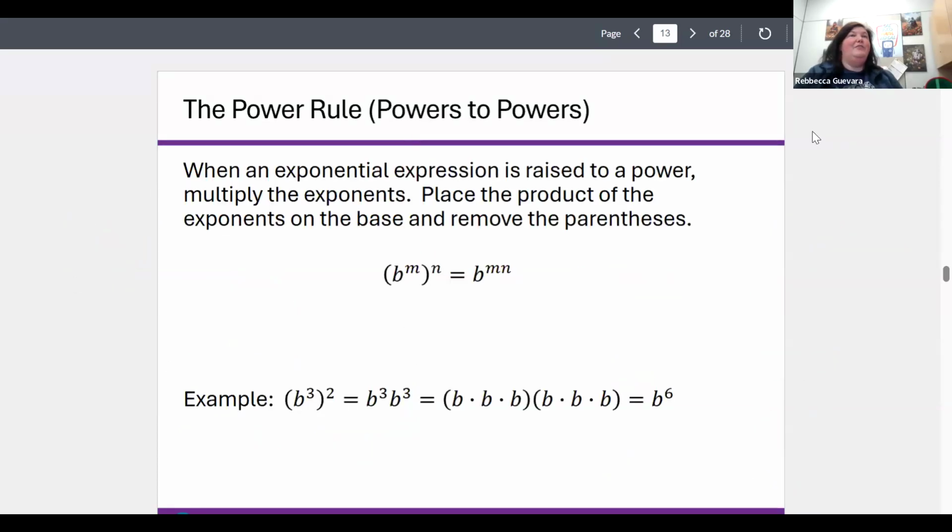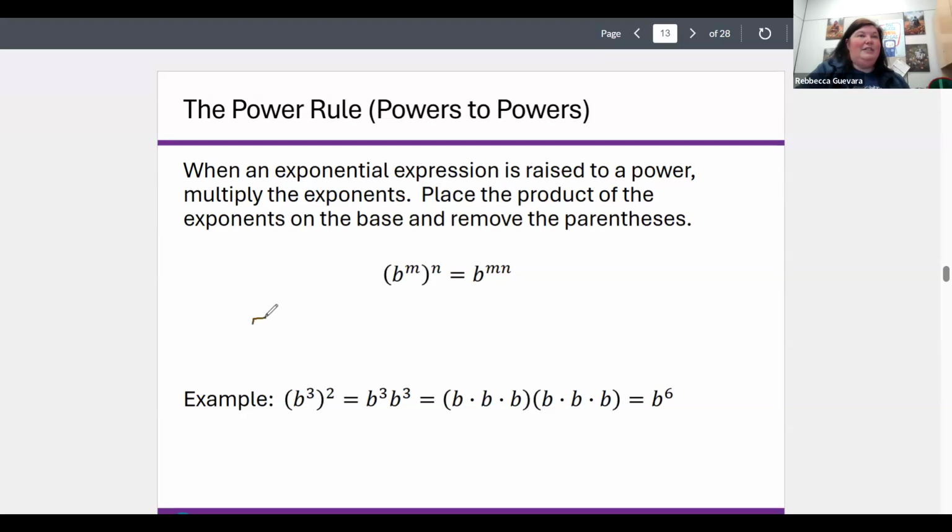All right, next we have the power rule. This one gets a little confused with the product rule. This is powers to powers. When an exponential expression is raised to a power, so we already have an exponent and then we raise it to a power again, we multiply the exponents. So if I had b to the power of m, and then I raise that all to the power of n, then that is b to the power of m times n.